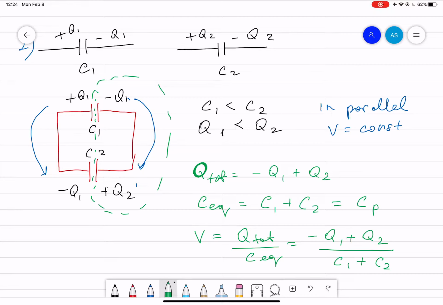So that's it, I think. So again, in the final equivalent capacitors, what will happen is that Q1 is smaller than Q2, right? So therefore you assume that this will be a positive Q, this will be a negative Q, and then this is your C equivalent, or C parallel combination.